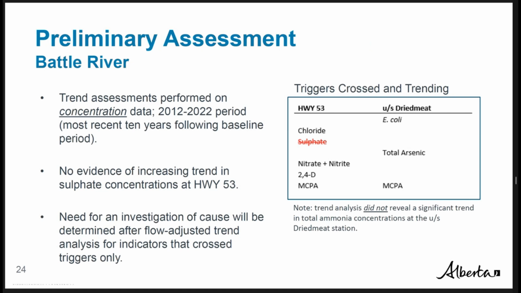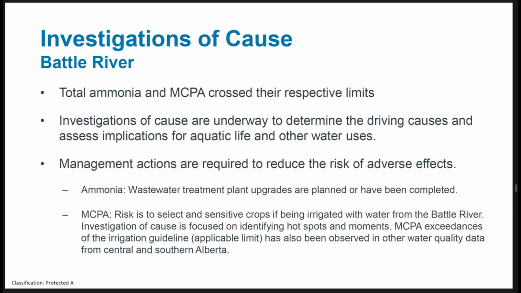Preliminary assessments were completed to detect trends using concentration data from the most recent 10 years. There was some evidence of increasing trends for all indicators with trigger crossings, with the exception of sulfate at Highway 53. The need for an investigation of cause will be determined after flow-adjusted trend analysis for indicators that have crossed triggers only. Until then, no further action will be taken on indicators that have crossed triggers. Next slide.